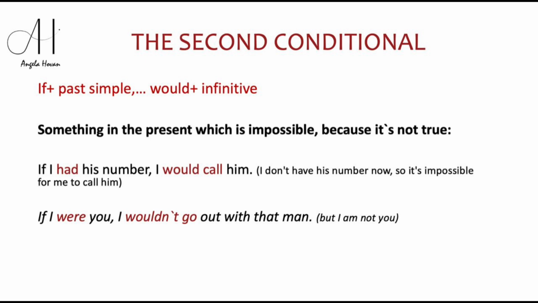Second, we can use it to talk about something in the present which is impossible because it's not true. For example, if I had his number, I would call him. But I don't have his number, so it's impossible for me to call him. If I were you, I wouldn't go out with that man. But I'm not you, so it's not going to happen.